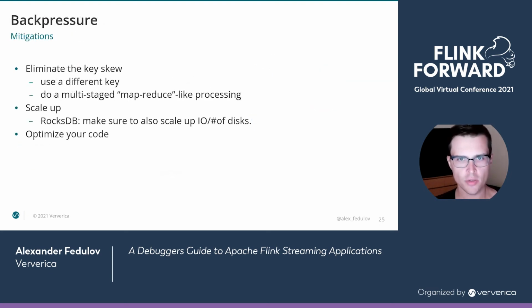And this brings us back to the topic of backpressure. What else can you do to mitigate it? Well, if you're dealing with backpressure caused by the key skew, you can try to work around this key skew. You can do this by either using a different key if it's possible, or alternatively construct a solution based on some sort of a multi-staged map-reduce style processing with an artificial composite key.